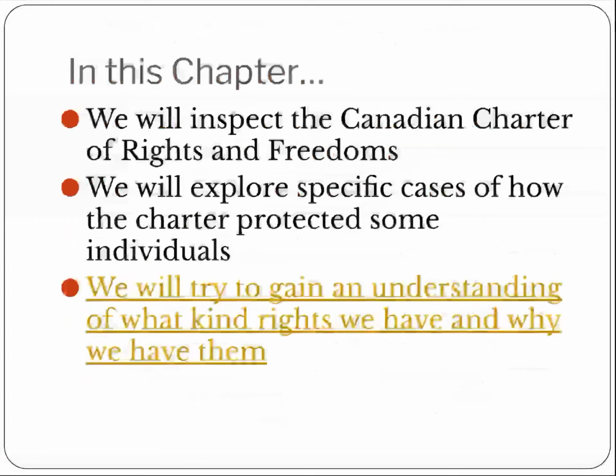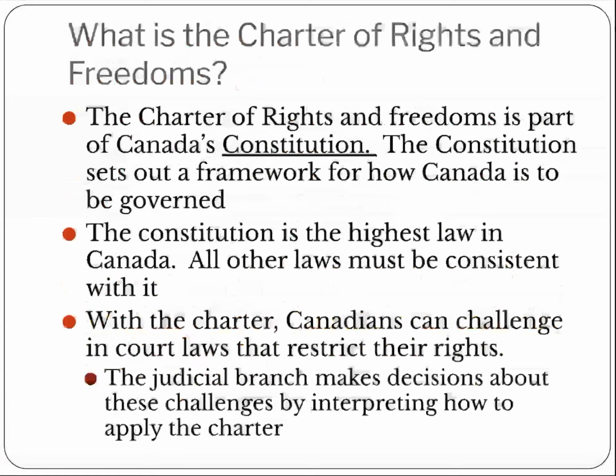Welcome back. You guys hopefully watched that video. Let's keep going. So what is the Charter of Rights and Freedoms? It's part of Canada's Constitution, and the Constitution is a framework for how Canada is to be governed. It's laid out. It shows us this is how Canada's government works. It gives a layout of how everything's supposed to be done. The Constitution is the highest law in Canada. All other laws must be consistent with it.